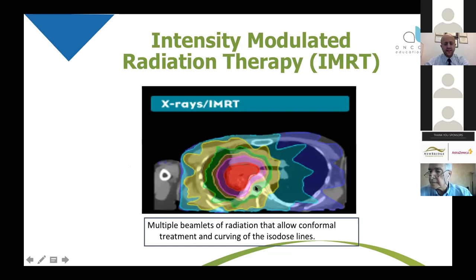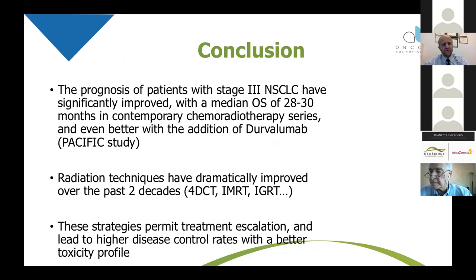And this is the conclusion. The prognosis of patients with stage 3 non-small cell lung cancer has significantly improved, and nowadays we have a median overall survival of 28 to 30 months with the use of contemporary chemoradiation. And these numbers will very likely be better with the addition of durvalumab, as we're gonna see in the coming presentations.